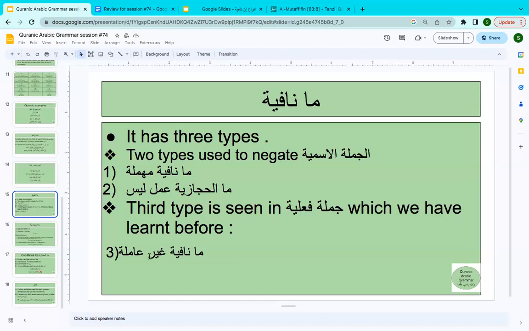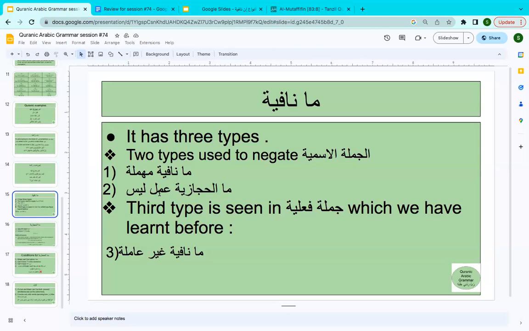Everyone understood this so far? Everyone is with me? Okay. Now, since we have learned so many times ma nafiya ghair amila, today we are going to focus on what ma nafiya does in jumla ismiya. So in jumla ismiya, just like in, it has two forms. Either it is muhmila, or it will work like laysa. So when it works like laysa, what will happen to its khabar? When ma works like laysa, it is in action now, and it works.